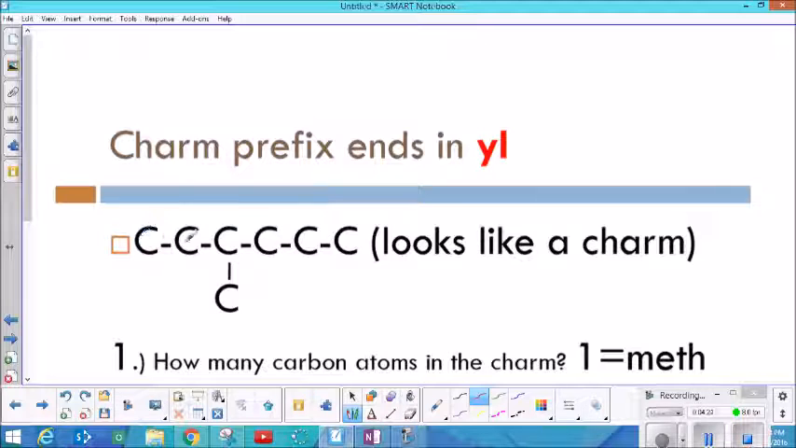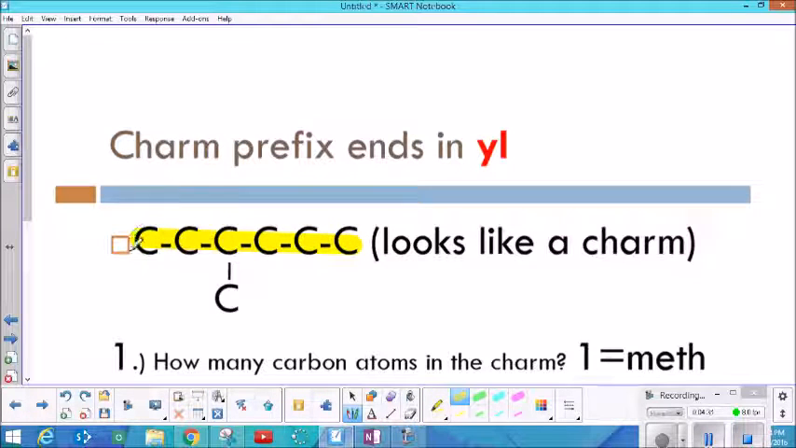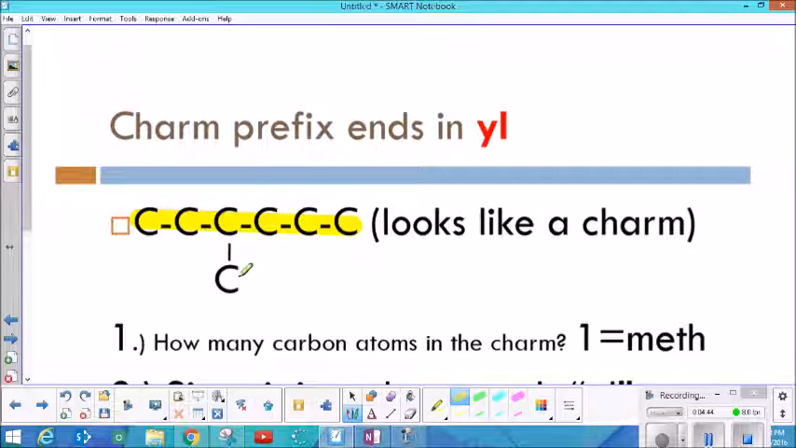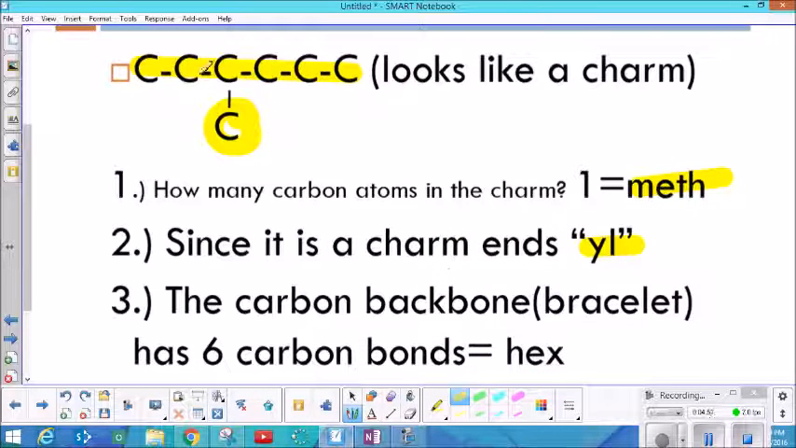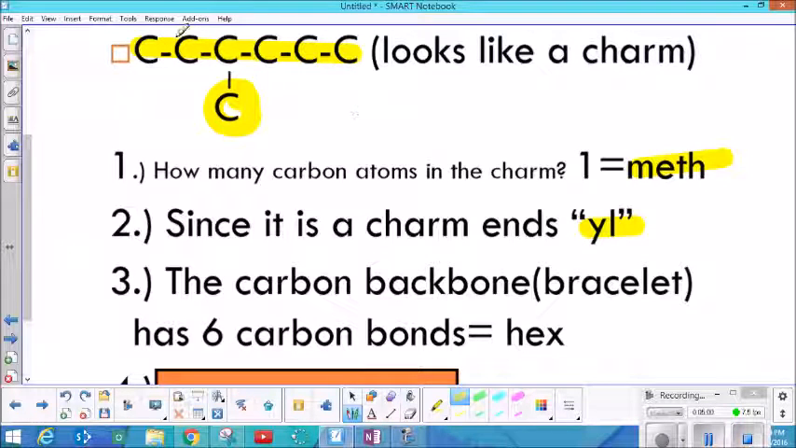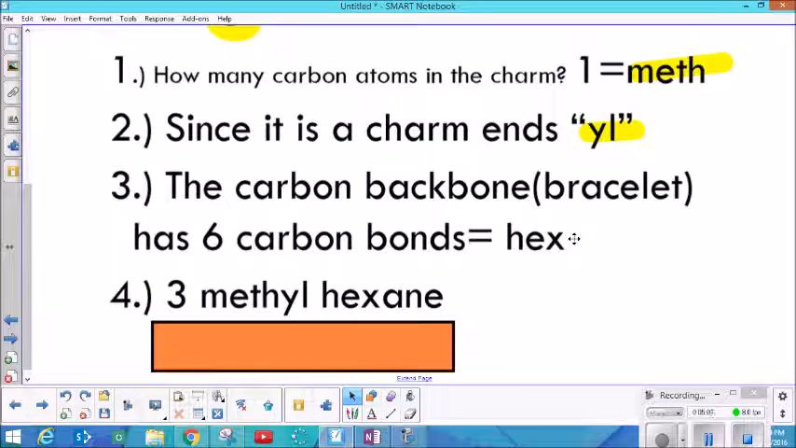So 1, 2, 3, 4, 5, 6. That is the longest continuous run of C's, as opposed to 1, 2, 3, 4, or 1, 2, 3, 4, 5. 6 is the longest one. And then how many carbon atoms are in the charm? Just one. That's where the meth is coming from. So since it is a charm, it ends in YL, so methyl. And since the backbone has 6 carbons, it's hex, and because they're all single bonds, it's hexane. So the whole entire name would be 3-methylhexane.